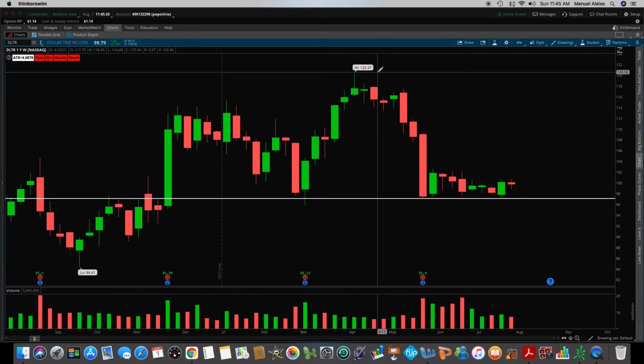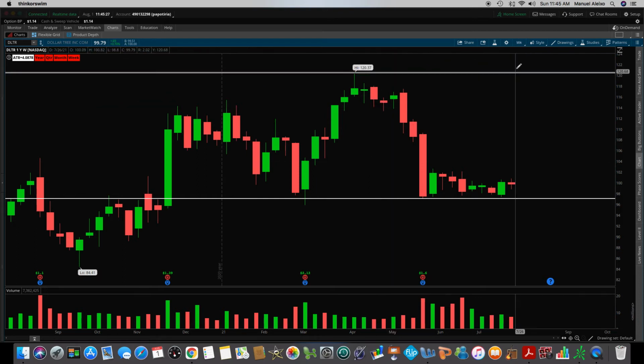And obviously right here, we have a new area of resistance, which is the 1-year high of $120.37. Okay, so now what did we do? Well, guess what? It pulled right back to that area of support that was once resistance. So as you can see here, this is a very strong area of support.